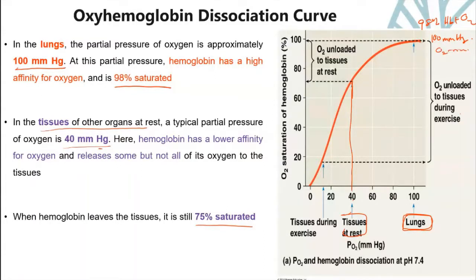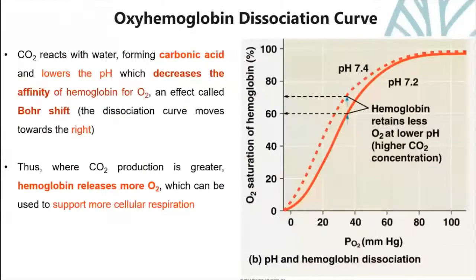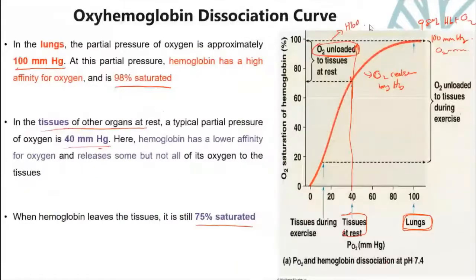Then the blood travels to your body tissues. The blood that carries hemoglobin that binds to the oxygen will release oxygen. Oxygen is released by the hemoglobin. So this is the amount of oxygen released from the hemoglobin, oxygen unloaded to the tissue at rest. Unloaded daripada apa? Daripada oxyhemoglobin tadi lah, HbO2.